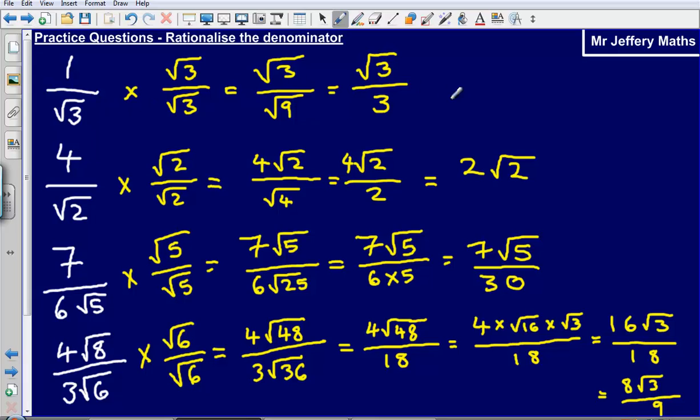So here are the answers to those practice questions. Like I say, this one at the bottom is quite a nice one. Goes on for quite a while, and hopefully you can follow through what has happened here using everything that we've learnt so far.